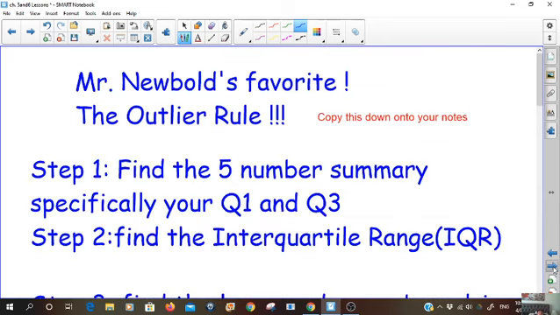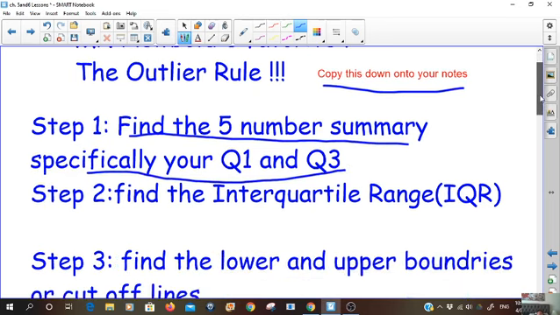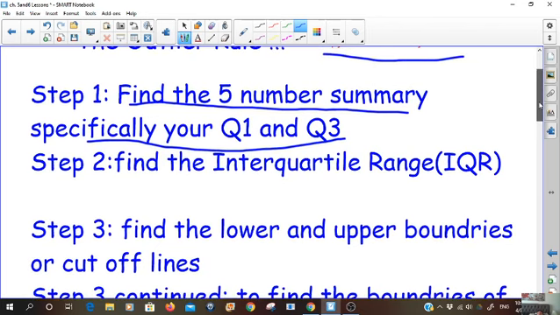Okay, so we're going to get your notes out. Copy this down in your notes. Mr. Newbold's favorite, the outlier rule. So step 1, find the 5-number summary, specifically your Q1 and Q3, right? Remember how we did that on that last video? Awesome. Okay, so then find the interquartile range, that's the IQR.